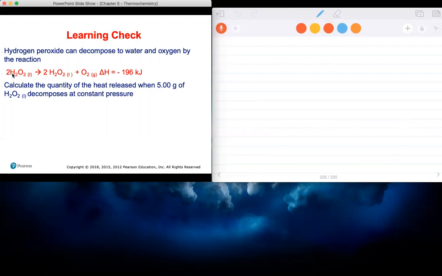This means when 2 moles of peroxide decompose, this is how much heat is given off. Remember, negative means it is given off. That is what I was saying. This means it's exothermic. That means when 2 moles decompose. If 1 mole of peroxide decomposes, that means I will reduce this by 1/2.